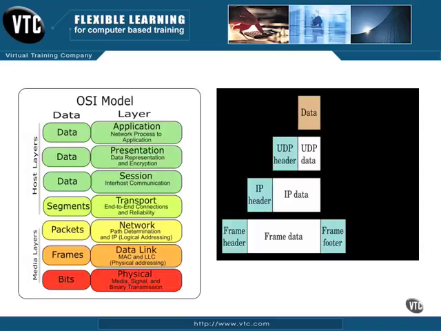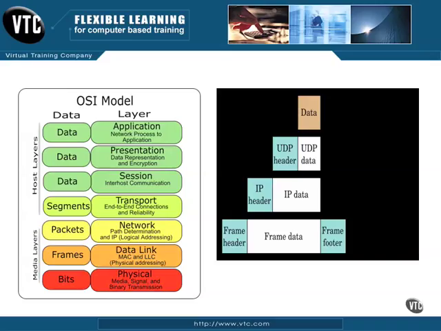Now, as far as what the OSI model looks like, if we look on the left, this is just a quick representation of the OSI model. We have the 7 layers, the physical at the bottom, and at that layer, data is called bits. Right above that, layer 2 is called the data link layer, and it basically deals with MAC addressing and logical link control, physical addressing, whereas the physical layer itself, below it, deals with media, signaling, and transmissions. At the data link layer, data is called frames.